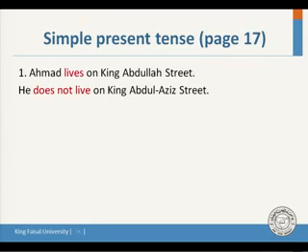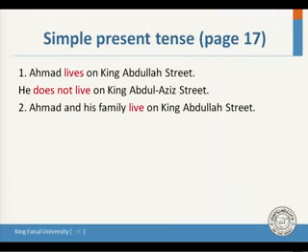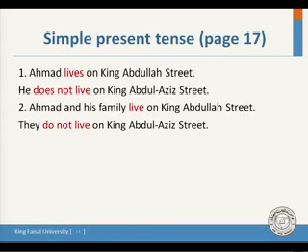You see the S in lives, the first sentence. In the second sentence, does not live. Another example, Ahmad and his family live. They live on King Abdullah Street. The verb live. They do not live on King Abdulaziz Street. Now look at sentences 1 and 2 again and see how they are different. Lives, does not live. Live, do not live.